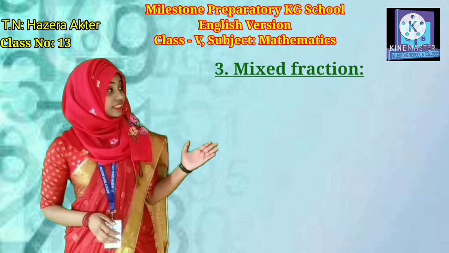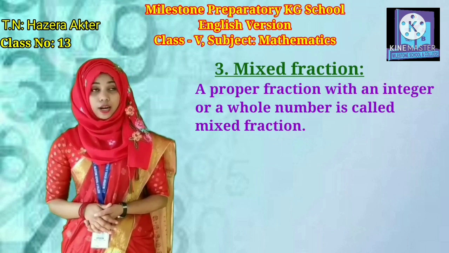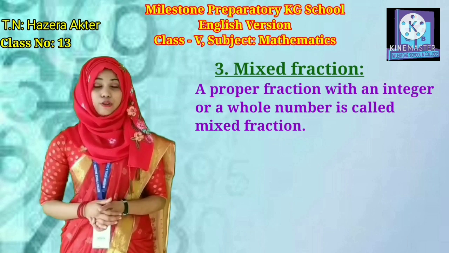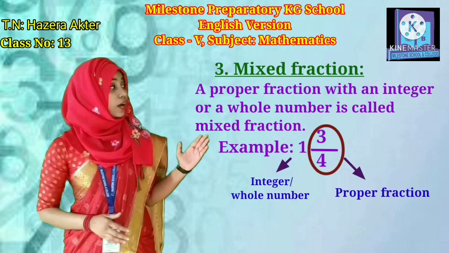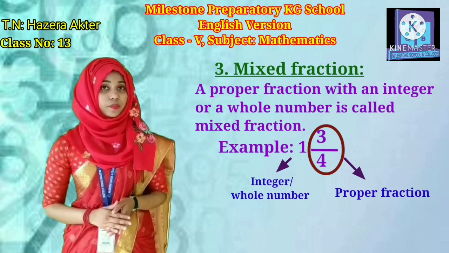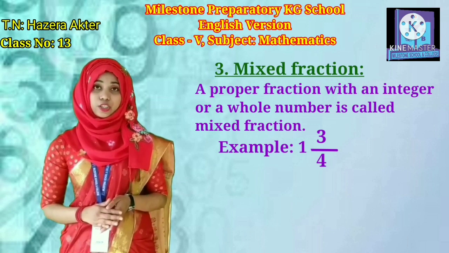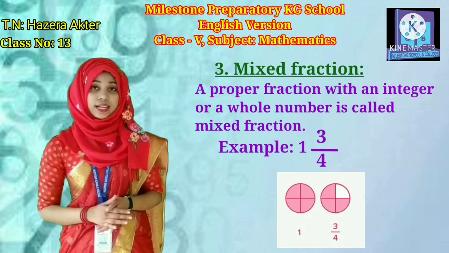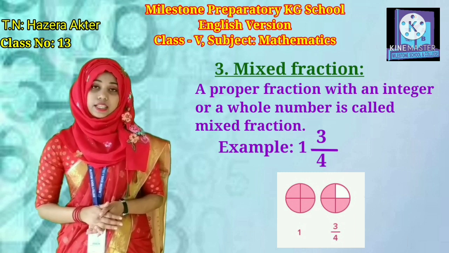Number 3, mixed fraction. A proper fraction with an integer or a whole number is called mixed fraction. For example, 1 whole 3 by 4. Here 1 is a whole number, 3 by 4 is a proper fraction. So I will explain it for you for a better concept. Look at this. Here is a whole circle and another one is 3 by 4 part is colored.